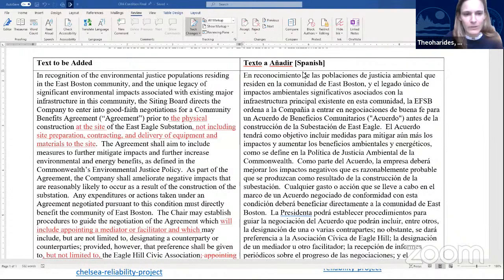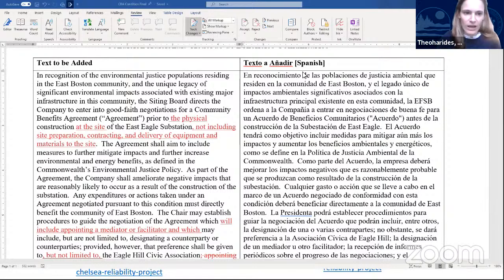In recognition of the environmental justice populations residing in the East Boston community and the unique legacy of significant environmental impacts associated with existing major infrastructure in this community, the siting board directs the company to enter into good faith negotiations for a community benefits agreement, hereafter agreement, prior to the physical construction at the site of the East Eagle substation, not including site preparation, contracting, and delivery of equipment and materials to the site. The agreement shall aim to include measures to further mitigate impacts and further increase environmental and energy benefits as defined in the Commonwealth's environmental justice policy. As part of the agreement, the company shall ameliorate negative impacts that are reasonably likely to occur as a result of the construction of the substation.